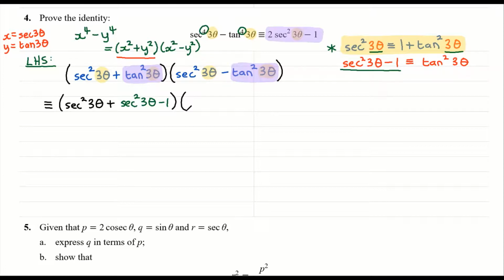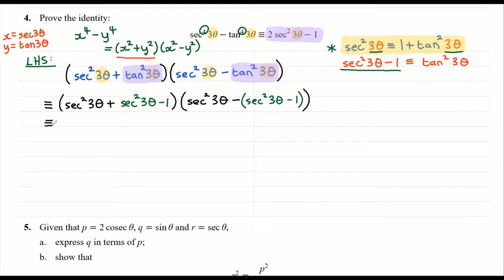On the right hand bracket here, we've got sec squared 3 theta. Okay, and I'm going to be subtracting. Now I've got to be careful here because I've got a negative. So I'm going to use parentheses again. So this is going to be sec squared 3 theta subtract 1, which is replacing my tan squared 3 theta. Right, so this is looking complex, but we should be able to collect some like terms now.